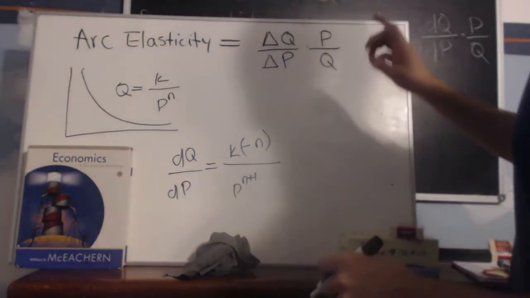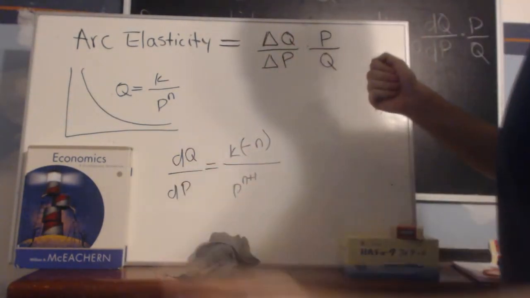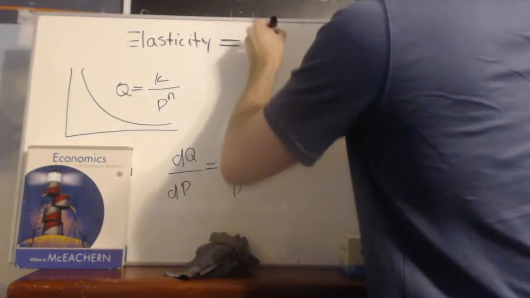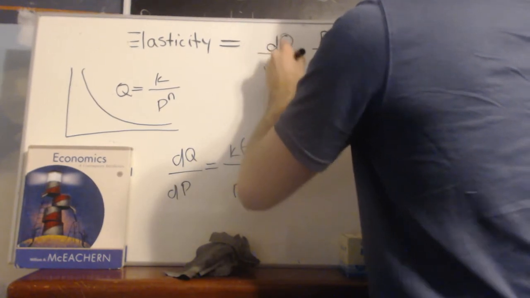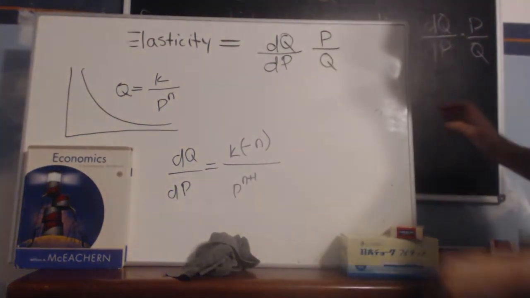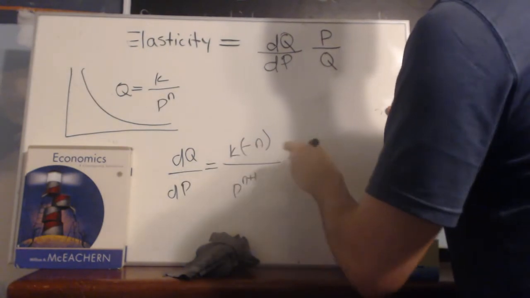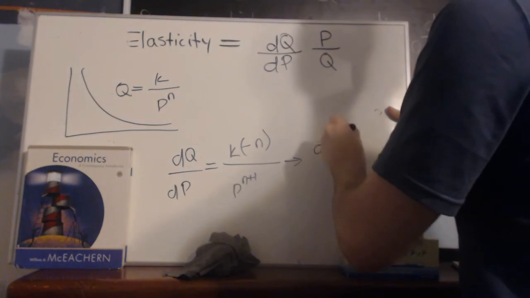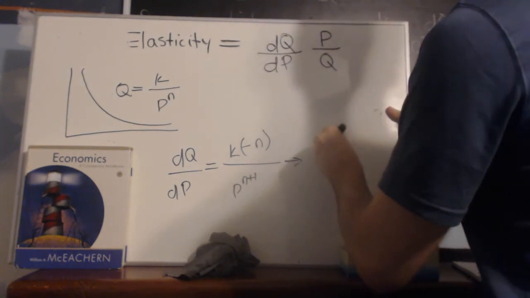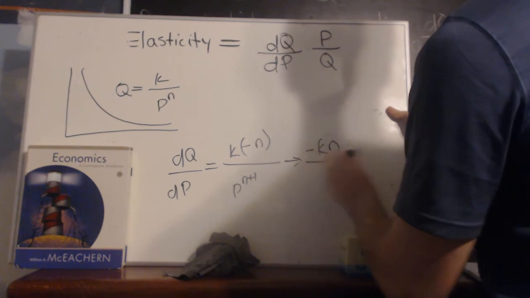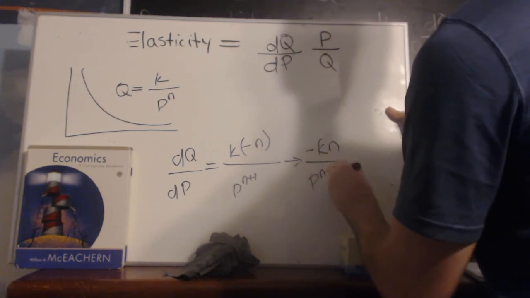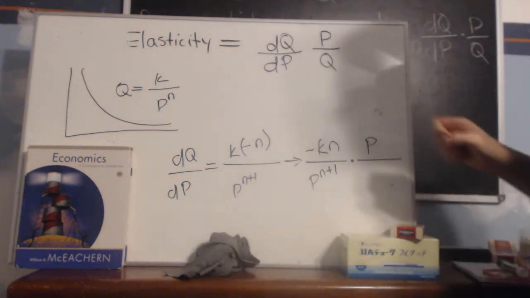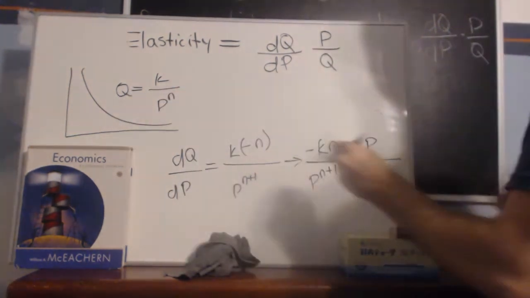Now, I don't have the formula up here, but it's fine. There we go. If we take this and multiply it by p over q, you get negative kn over p to the n plus 1 times p divided by q. But what is q? Well, we have q right here. It's k over p to the n.